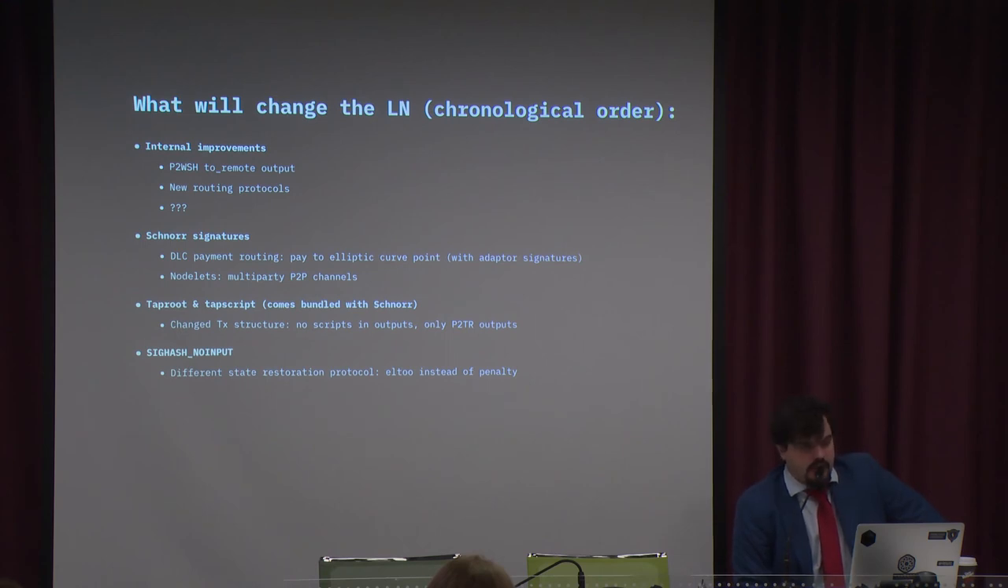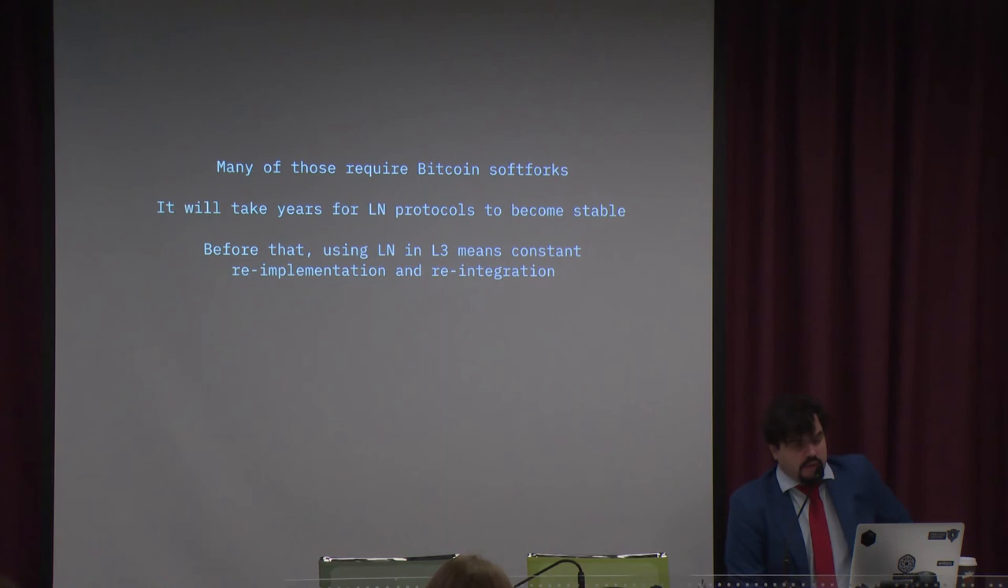Probably it will happen after Schnorr and Taproot in Bitcoin, and when we have it, we will move to L2. So first we will change the structure of the transactions, then we will get rid of HTLC, then we will change again the structure of transactions for Taproot, and then we will change the structure of transactions because of L2. So at least three times the whole transaction structure will be completely refactored. Many of those changes will also depend on Bitcoin soft forks, and it's hard to predict when they will happen. So it will take years for Lightning protocols to become stable.